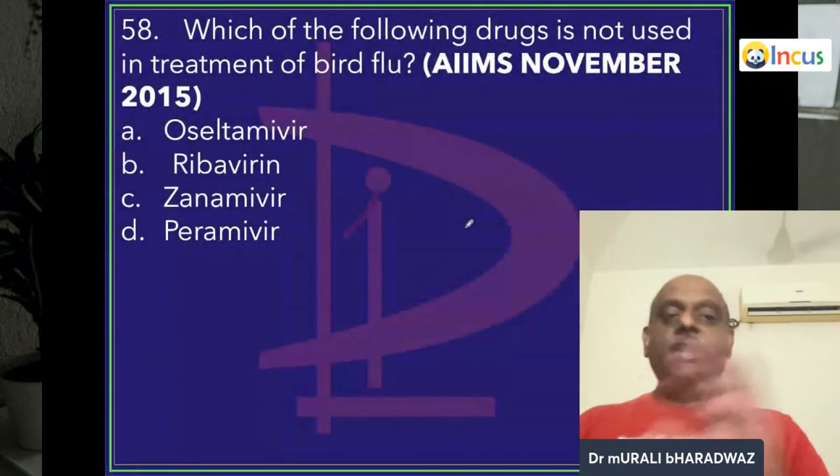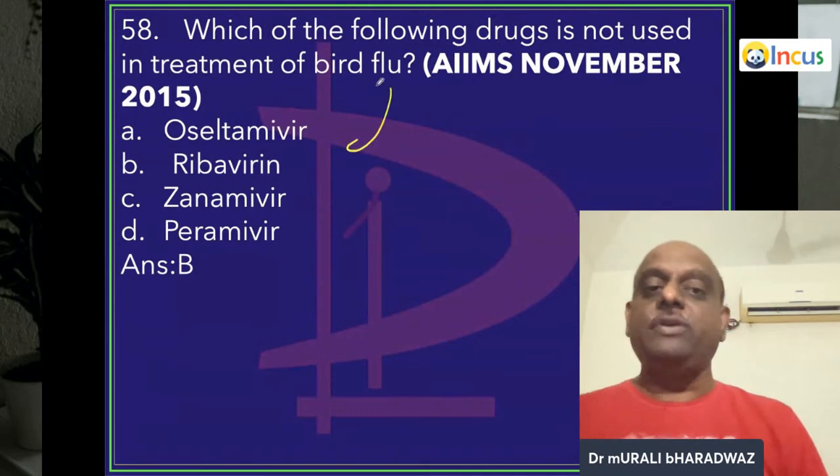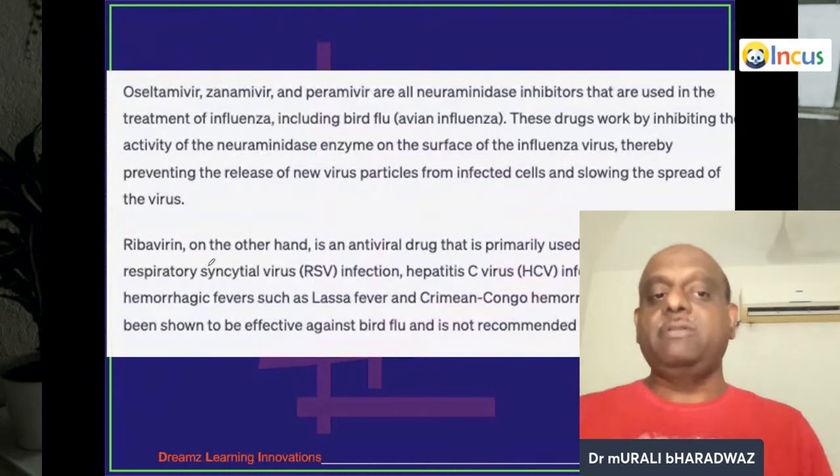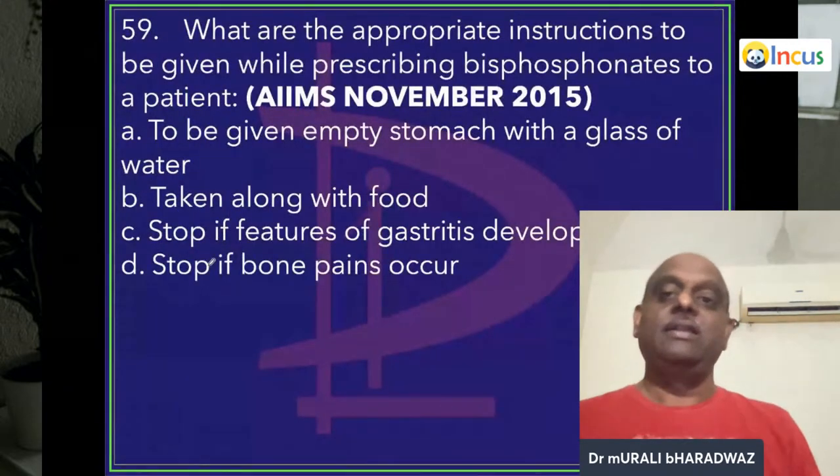Which drug is not used in the treatment of bird flu? We give oseltamivir, zanamivir, peramivir, but not ribavirin.